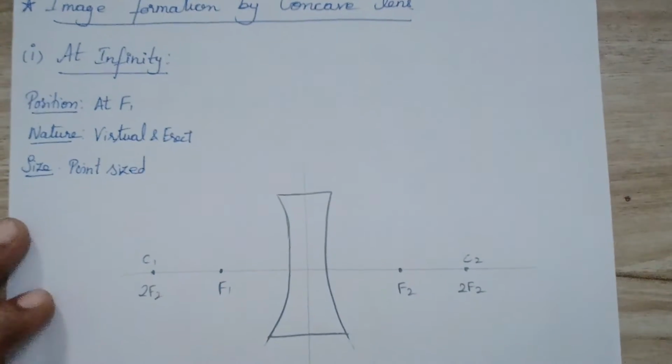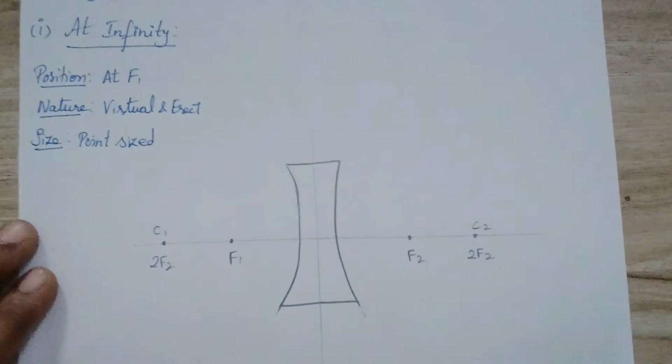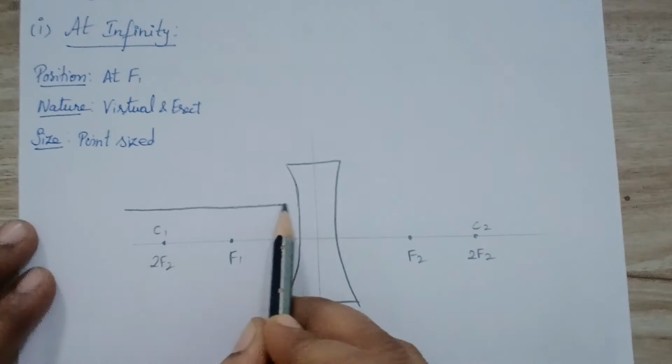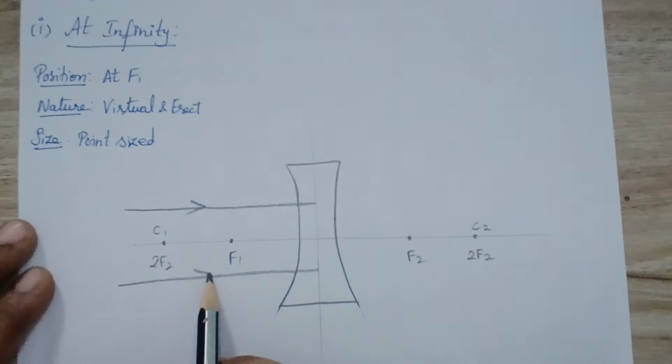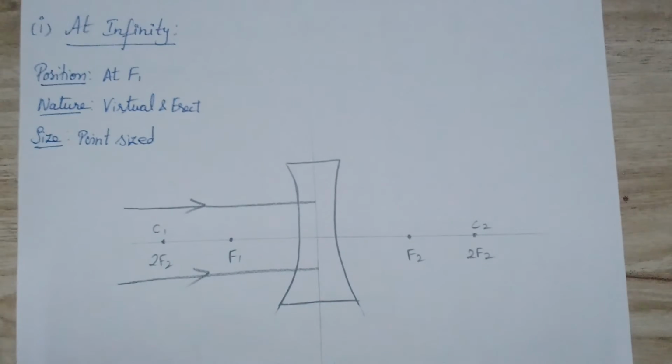When the object is placed at infinity, the rays will be parallel to the principal axis. You know that, right? We need at least two rays to get an image, right? The meeting point of those rays will give the position of the image. So these rays are coming from infinity. This is parallel to the principal axis. Both are parallel to the principal axis.